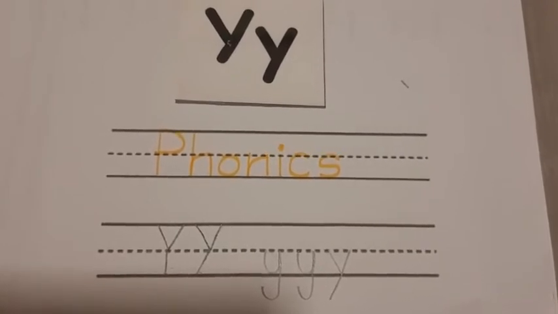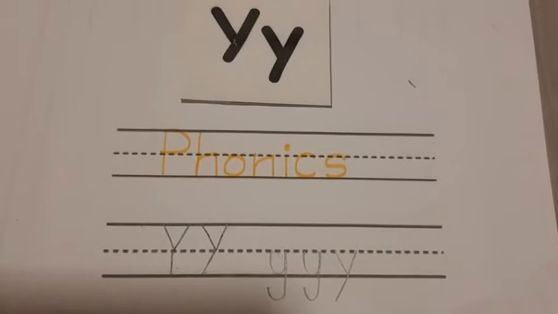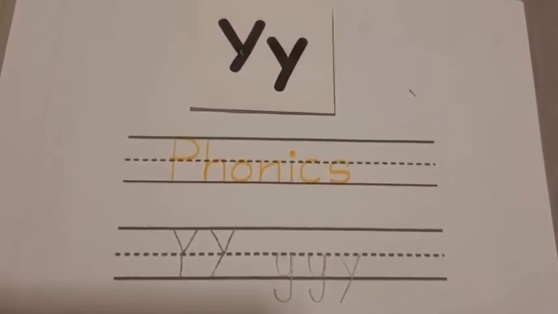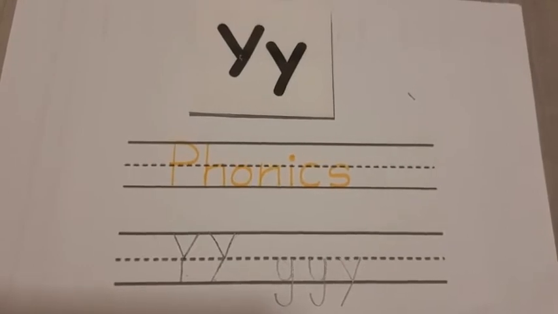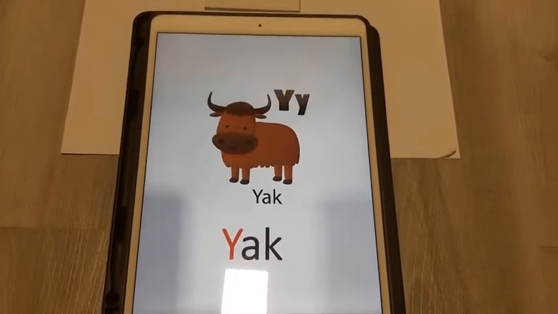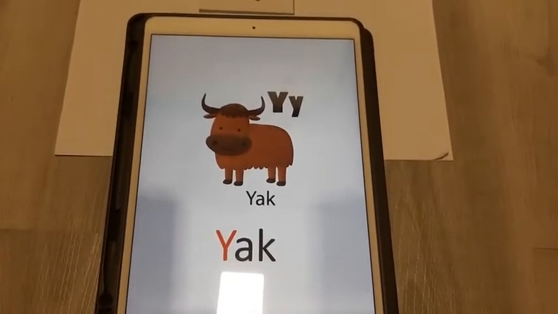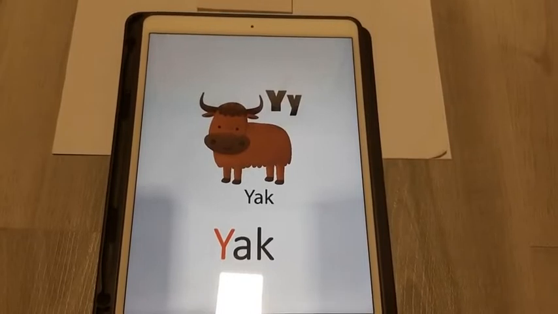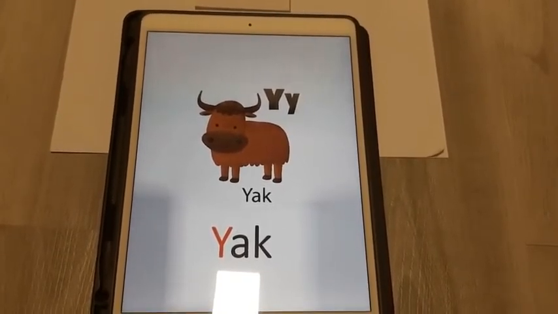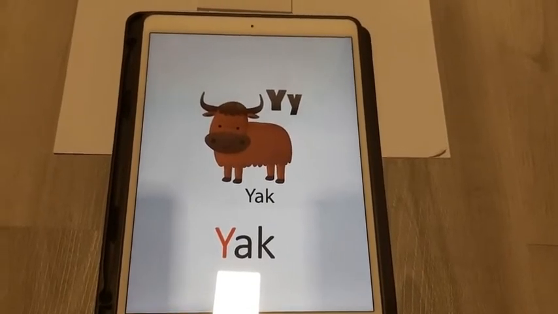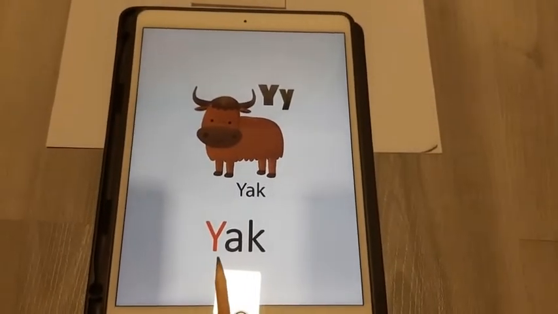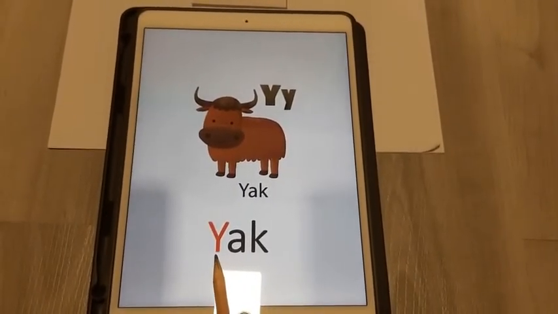Okay, now after we have learned how we write letter Y, let's see some words that begin with the sound of letter Y, which is Y. Okay, can you remember any? Let's see. Okay, KG3. So again, the sound of letter Y is Y. Do you know what this animal is? What's this animal called? This is a yak. Yak, Y, yak.